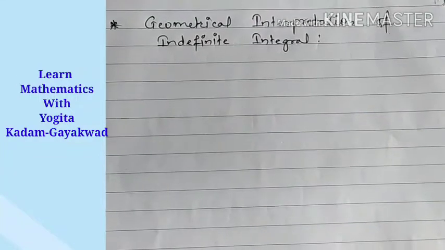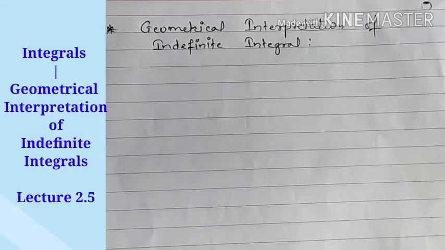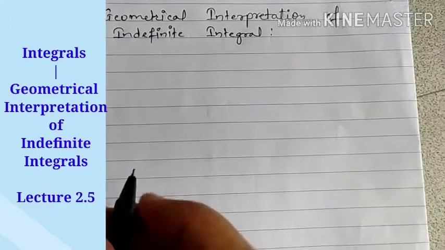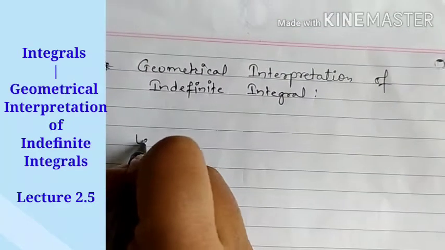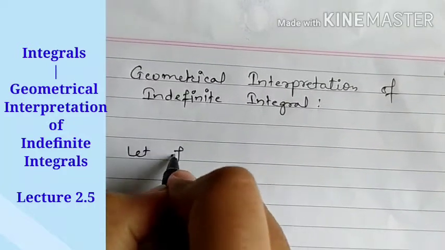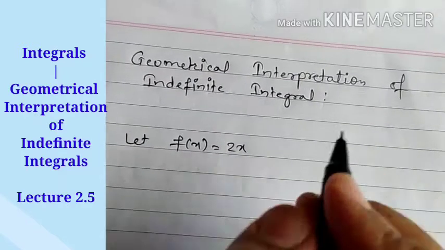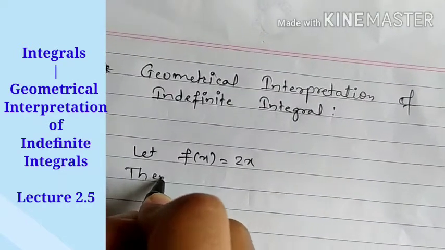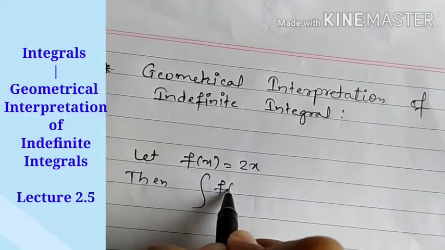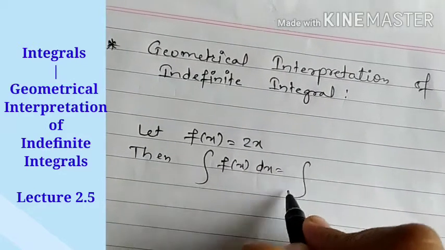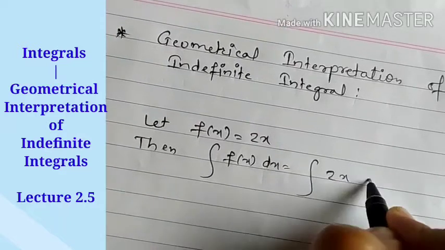After the examples, now we'll see the geometrical interpretation of indefinite integrals. For that, we'll consider one example. It is a very easy example: let f of x equal to 2x. Then the integration of f of x dx is equal to the integration of 2x dx.